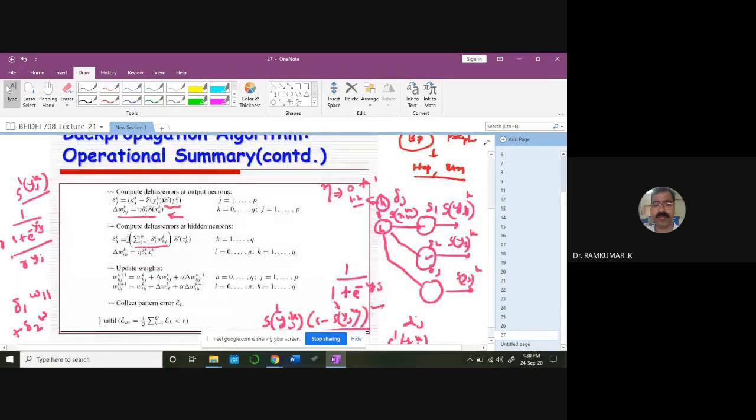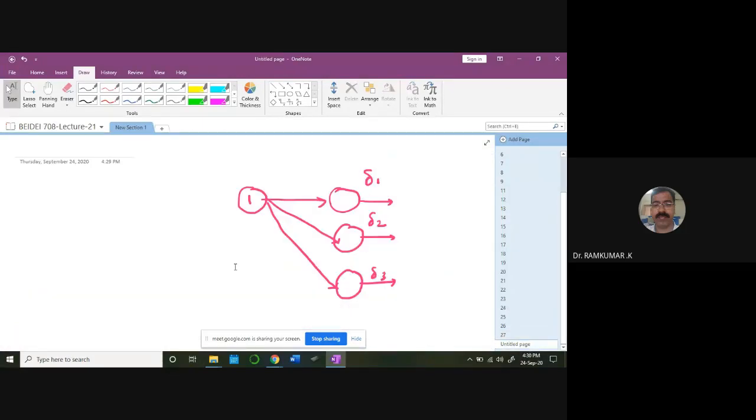This formula: sum over J equal to 1 to P of delta JK WH JK. Delta J W H J, with J equal to 1 to 3 in this case. Is it clear? I have 1, 2, 3 in the output layer. So this is a J, this is an H. For the hidden neuron, your index is H. For all the output neurons, the index is J. So naturally, I'm going to work out this.